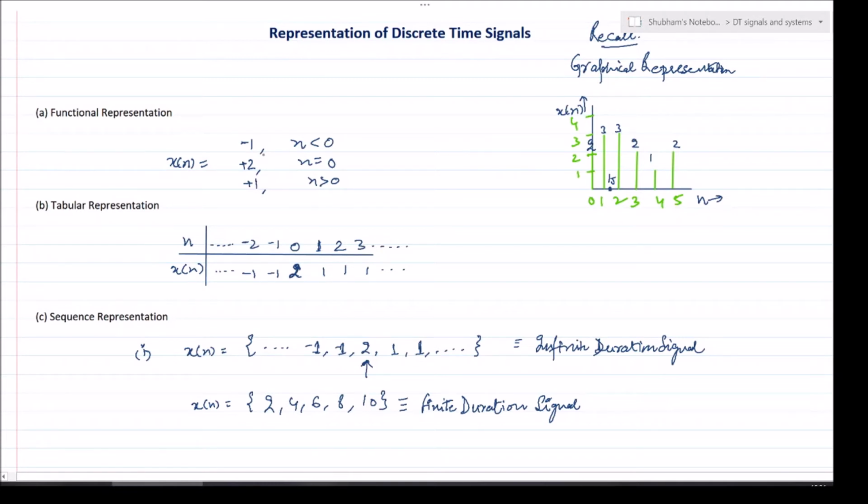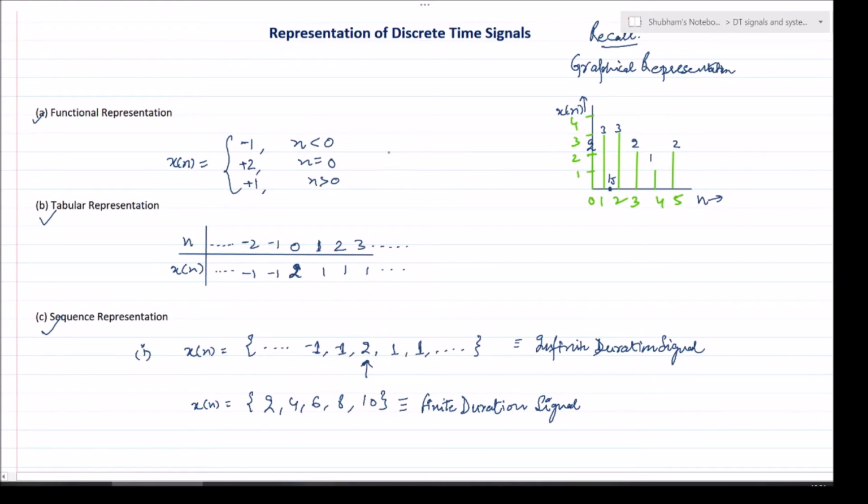But the most common representations are three. One is functional representation, then tabular representation, and sequence representation. The functional representation aims at representing the signal as a function. Here is an example of a function x[n] which is -1 for negative values of n, and 2 for n equal to 0, and +1 for all positive values of n.